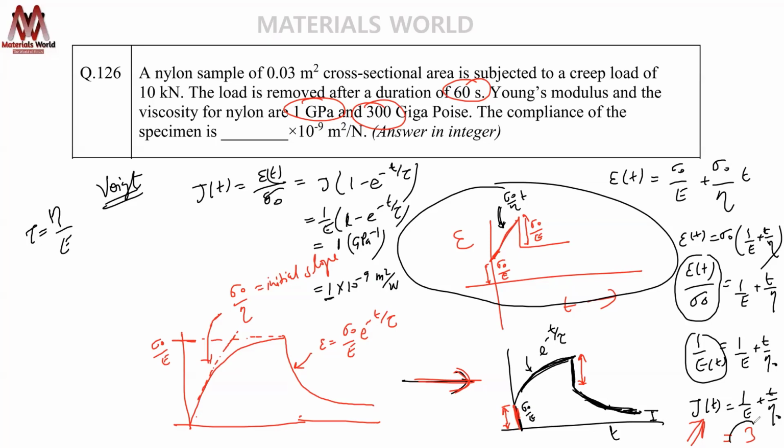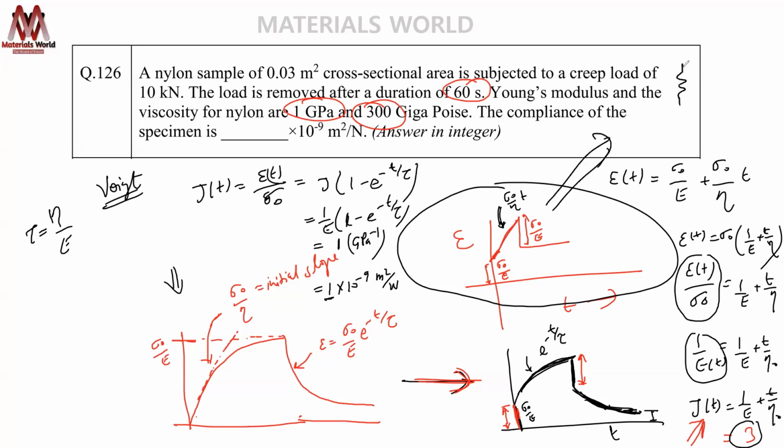Here you're getting 3. Okay, so according to me, the answer for this question should be 1. As simple as that. But the best model that will estimate the creep or compliance within a certain time will be a combination of both Voigt and Maxwell. We call it the 4-parameter model.